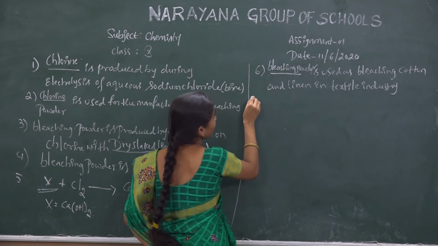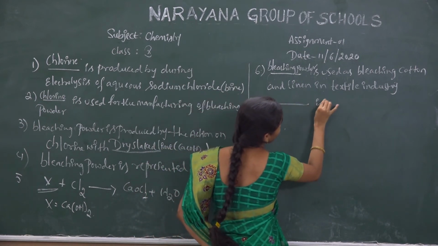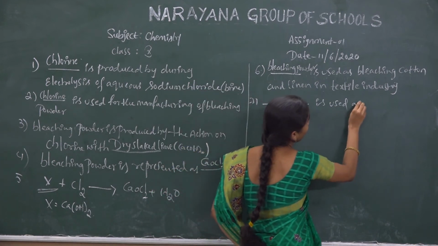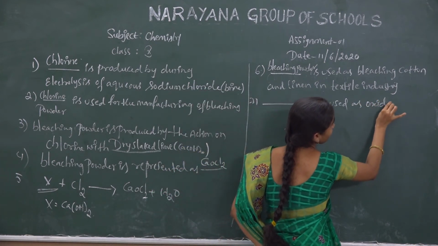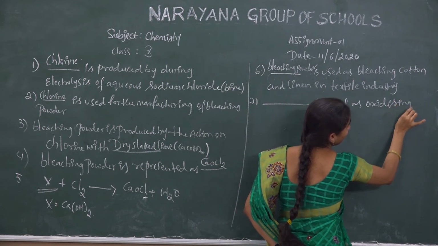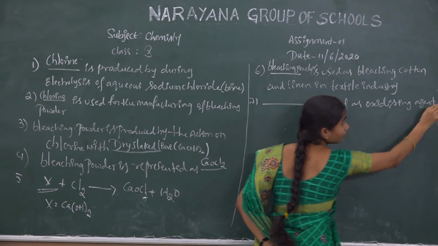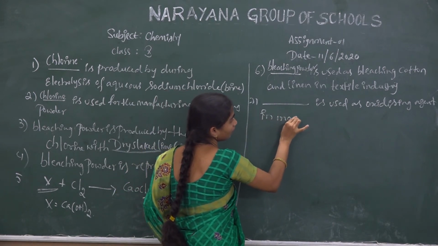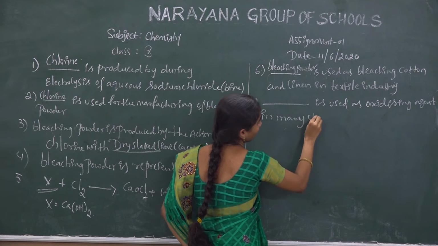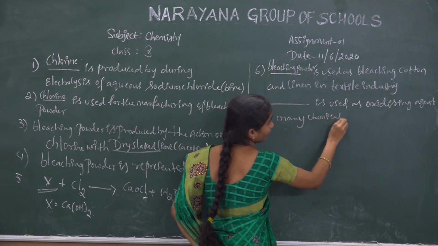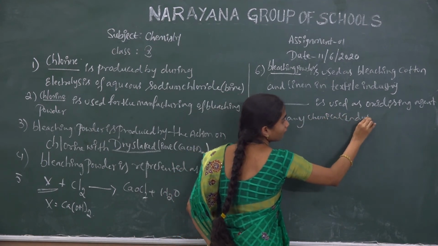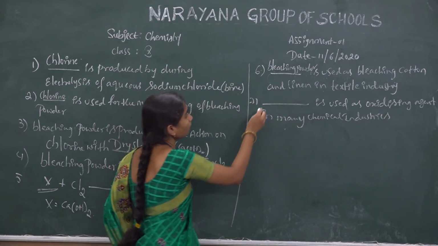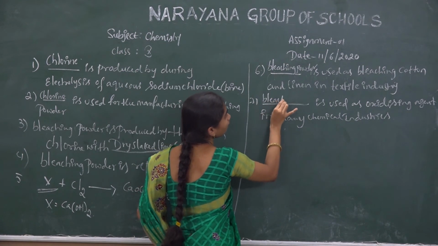Understood? So the next one. Dash is used as oxidizing agent in many chemical industries. So what are we using, which is nothing but, as we have discussed, bleaching powder. These are the uses of bleaching powder.